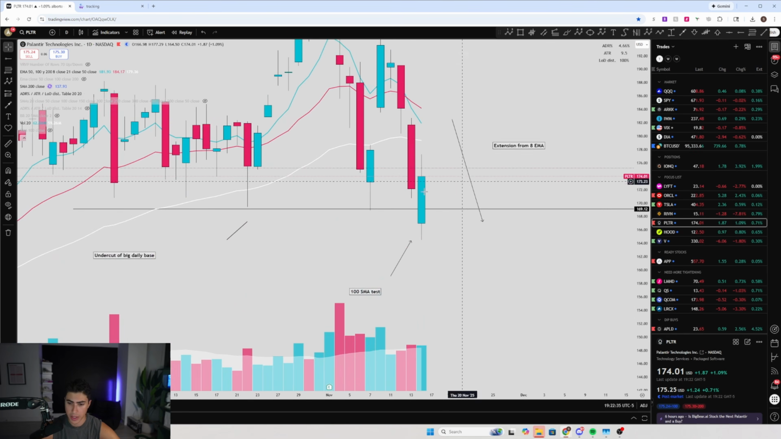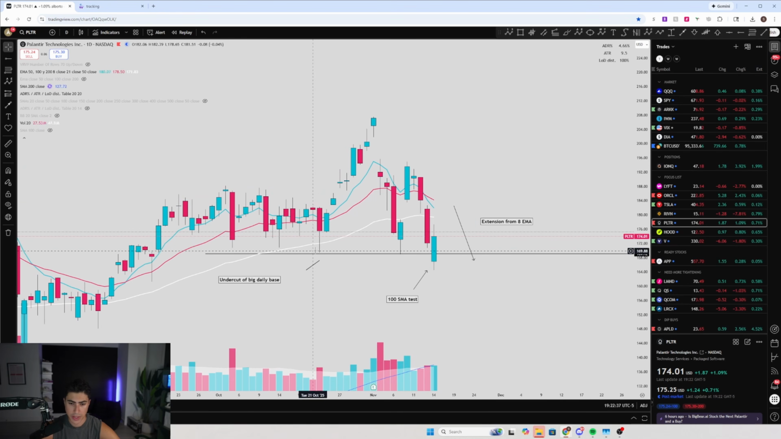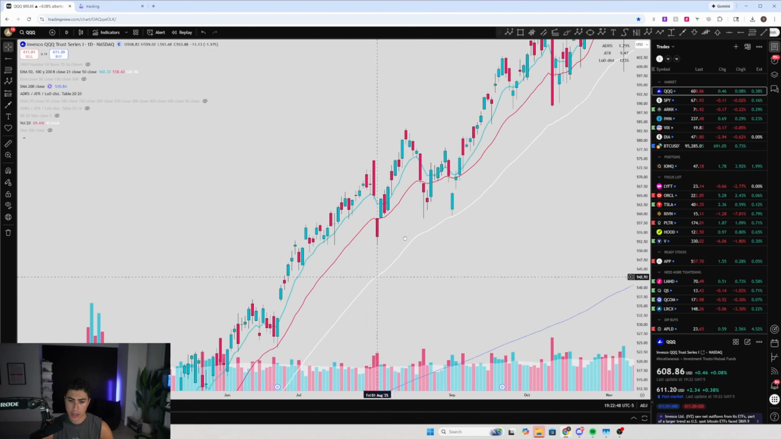Another one, PLTR. Look at this one. Undercut the base right here, reclaimed the previous day's low, ran all the way into the declining moving averages. Would have been another nice one to catch. So these don't come often, but it's a great skill to have. And if you have this skill, look at what you can catch.